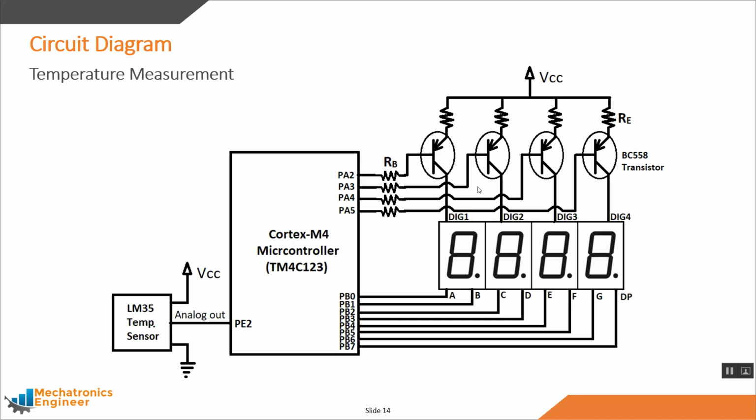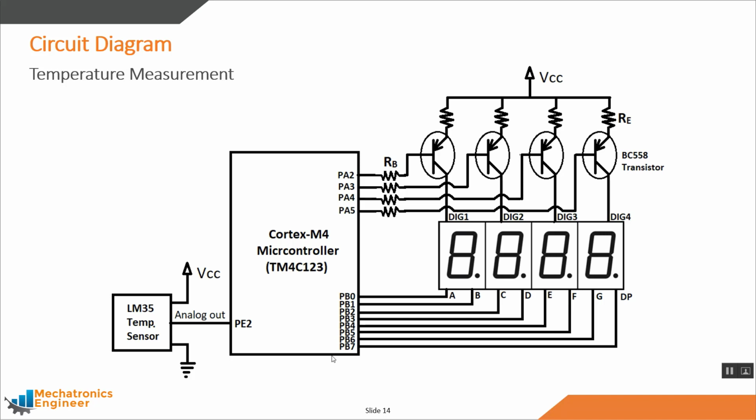One important thing to note is that in order to trigger these 4 digits, we are using a buffer circuit. This buffer circuit consists of a BC558 PNP transistor, and we are using emitter and base resistances to limit the amount of current. The normal value for the resistance attached to the emitter is 330 ohm, and for the base we can use 470 ohm resistance.